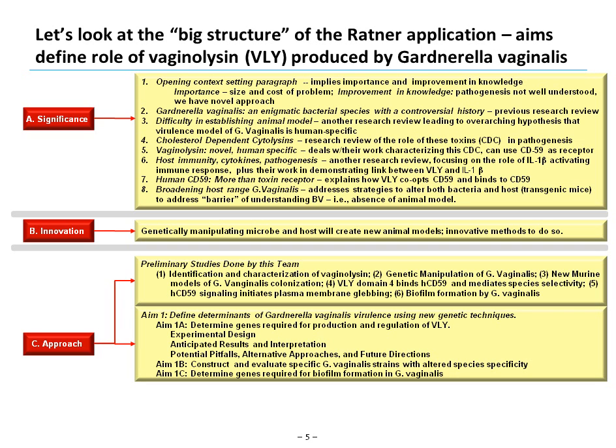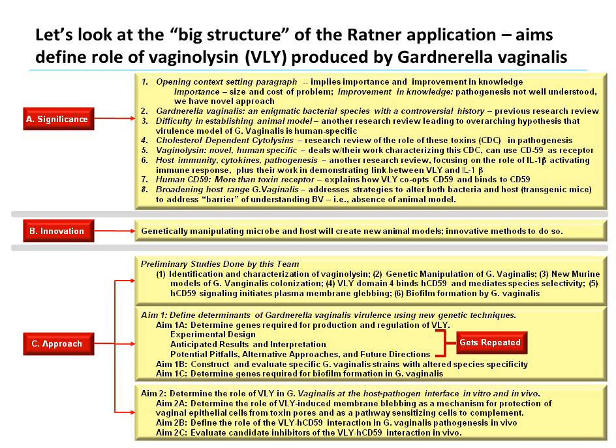Then there are two aims. The first aim is to define the determinants of the pathogen virulence using new genetic techniques, and then there are various sub-aims. And if you notice on sub-aim 1A, we've just listed the structure of that one aim. The first is 1A, determine genes required for production and regulation of VLY. And then there's experimental design, anticipated results and interpretation, and potential pitfalls, alternative approaches, and future directions. And that particular sectional structure gets repeated in each of the sub-aims. And so aim 2 is designed to determine the role of VLY and G. vaginalis at the host-pathogen interface in vitro and in vivo.